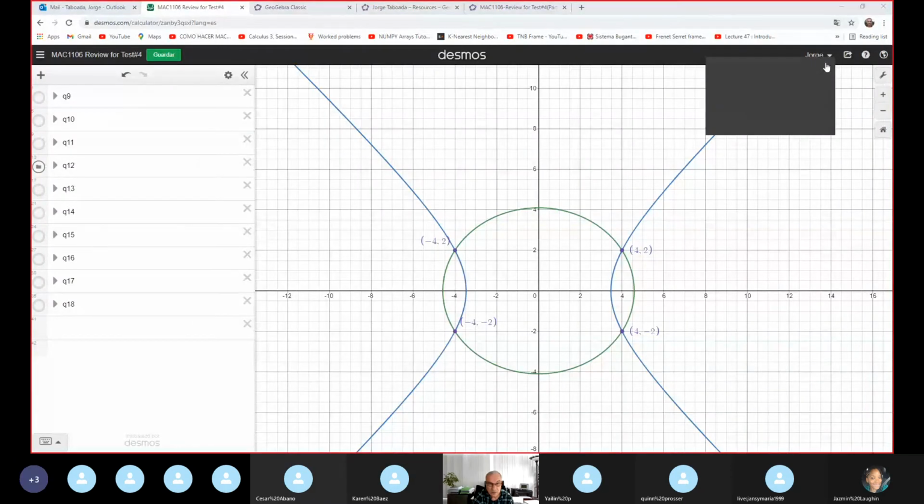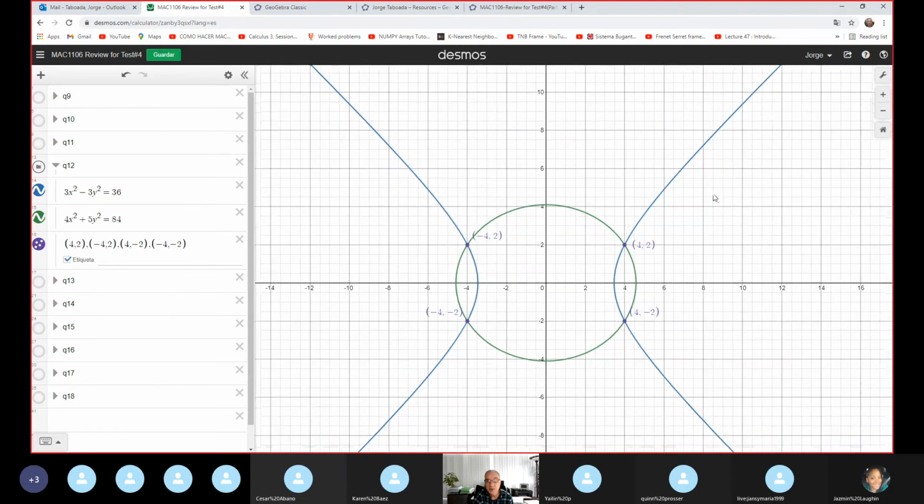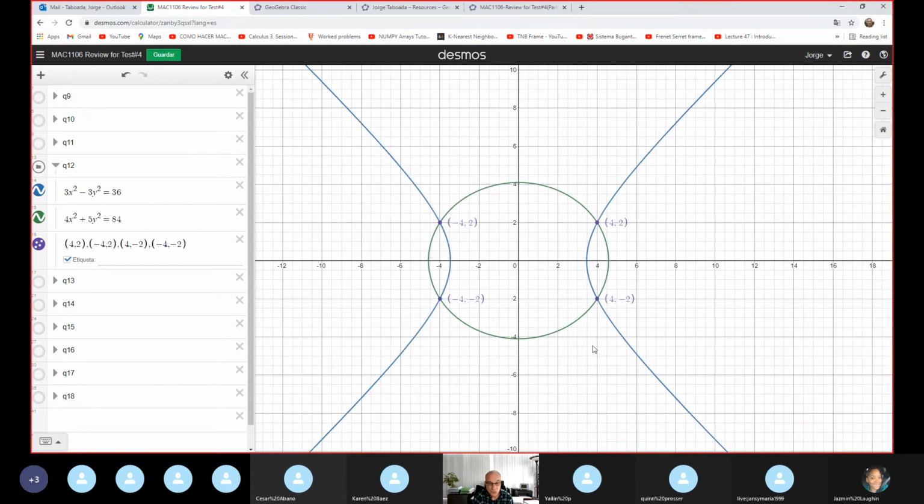Okay, do you see Desmos? So the first equation, the blue one, is the hyperbola. Because it's minus. And when it's minus, hyperbola looks like that, like a blue curve. And the green is elliptic. Yeah, it's elliptic. And the intersection is the point for the solution.